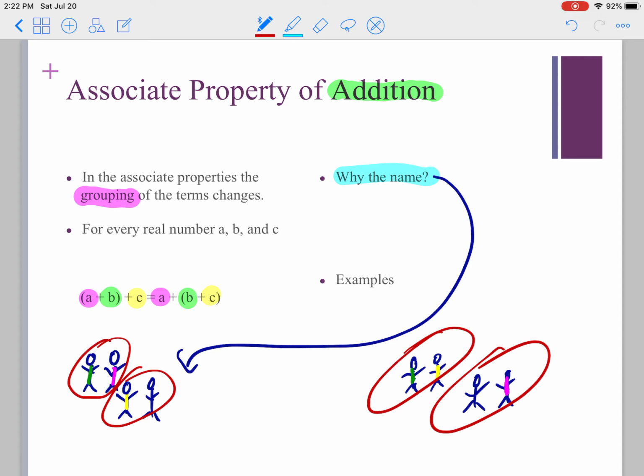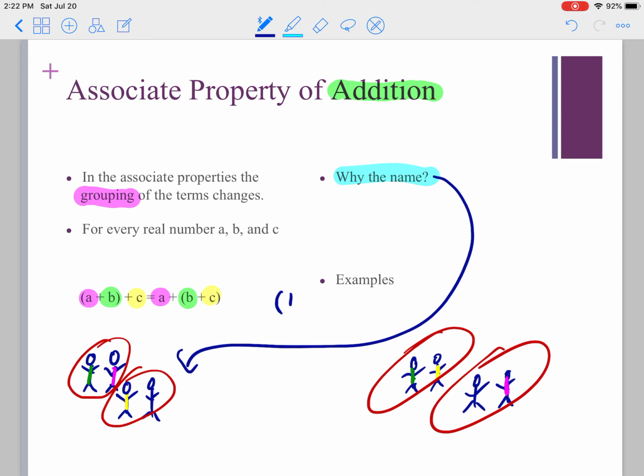Now, examples. I'm going to give you an example. See if you can think of one on your own. Take a moment, hit pause. See if you can think of one on your own. And now that you've come back from hitting pause with an example of your own, I am going to give a simple example here.